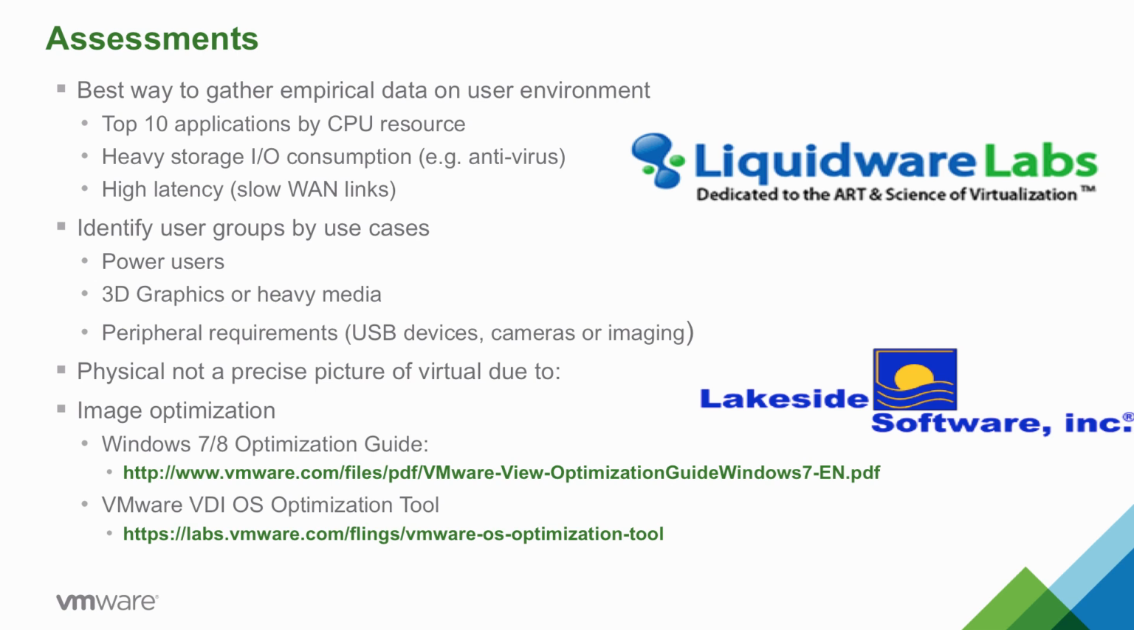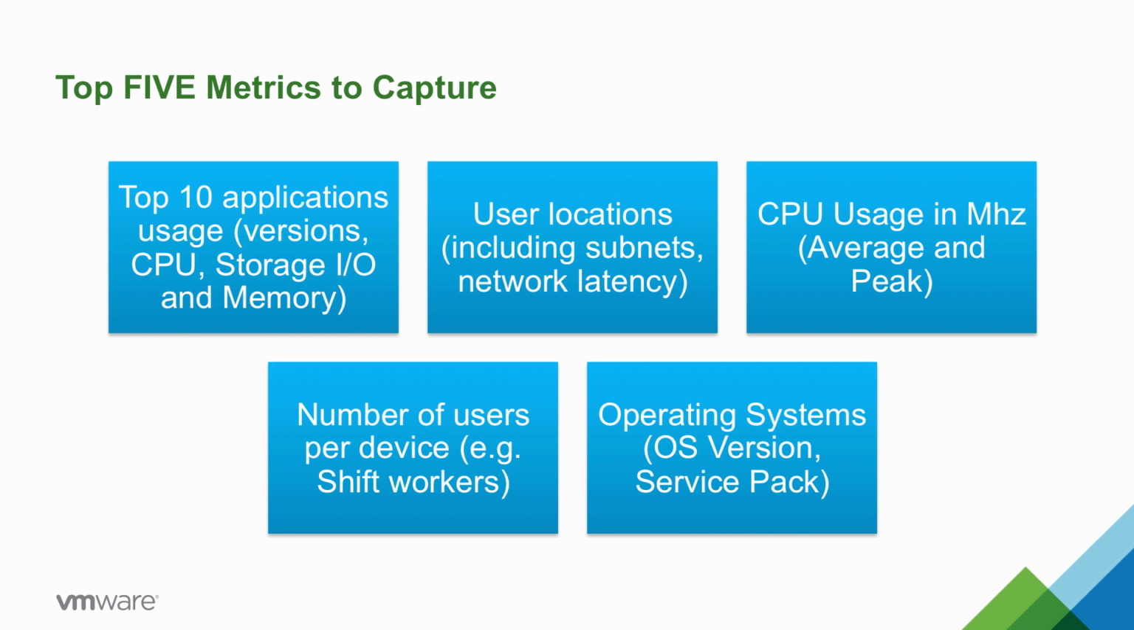Important metrics to make sure to capture during the assessment phase include understanding the top 10 or 20 applications and a lot of information about those applications. Who's using them? What versions are being used? How much CPU, storage I/O, and memory are those applications really taking, as a percentage of the overall usage of applications? Where are my users?